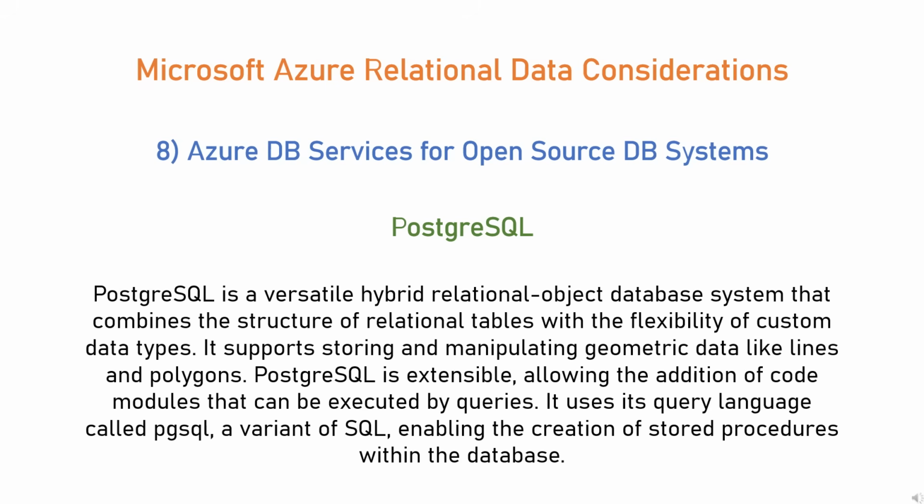PostgreSQL. PostgreSQL is a versatile hybrid relational object database system that combines the structure of relational tables with the flexibility of custom data types. It supports storing and manipulating geometric data like lines and polygons. PostgreSQL is extensible, allowing the addition of core modules that can be executed by queries. It uses its query language called PGSQL, a variant of SQL, enabling the creation of stored procedures within the database.